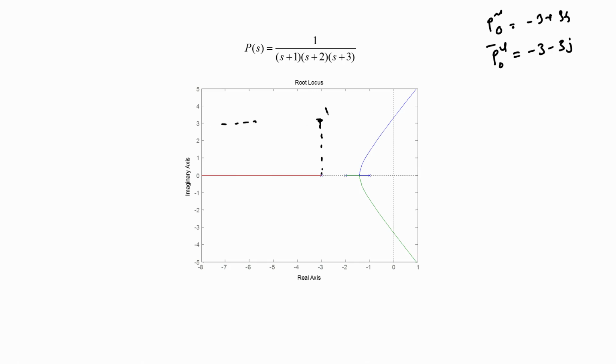So, this would be PCL naught and this would be its complex conjugate, PCL naught bar. So, we want the dominant closed loop poles to be located at PCL naught and PCL naught bar. How do we design a controller that gets this to happen?